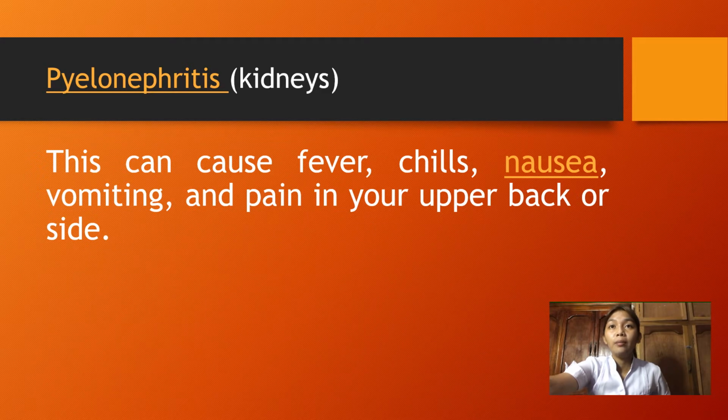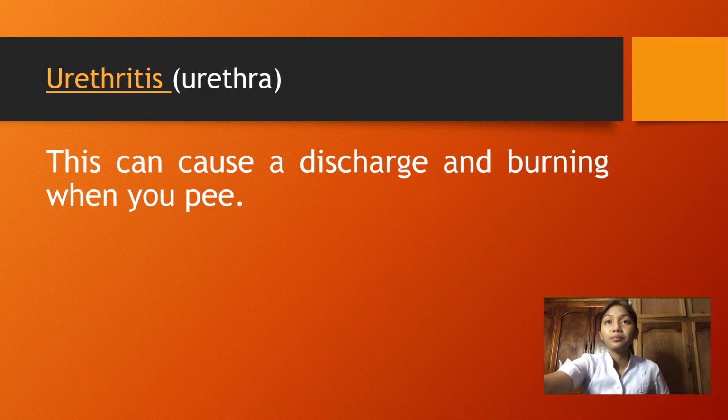Next, we have pyelonephritis or the kidneys. This can cause fever, chills, nausea, vomiting, and pain in your upper back or side. Next, we have urethritis or the urethra. This can cause a discharge and burning when you pee.